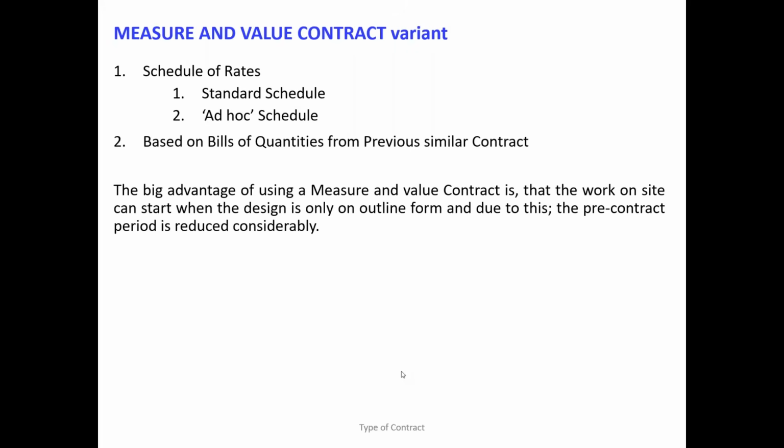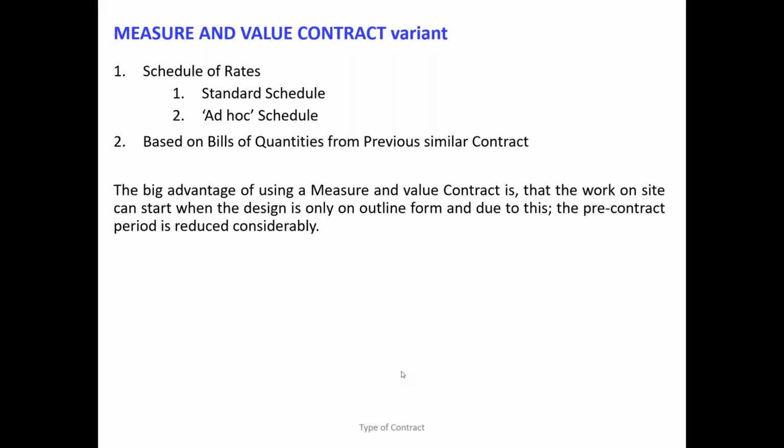Okay, in the standard schedule, all the items are there. Very rarely will you go for a rate negotiation for a new item. But in the ad hoc schedule, some items are missed because you removed them. So if any item is not in your ad hoc schedule, then you have to go for a rate negotiation during the post contract. Okay, that is a disadvantage.